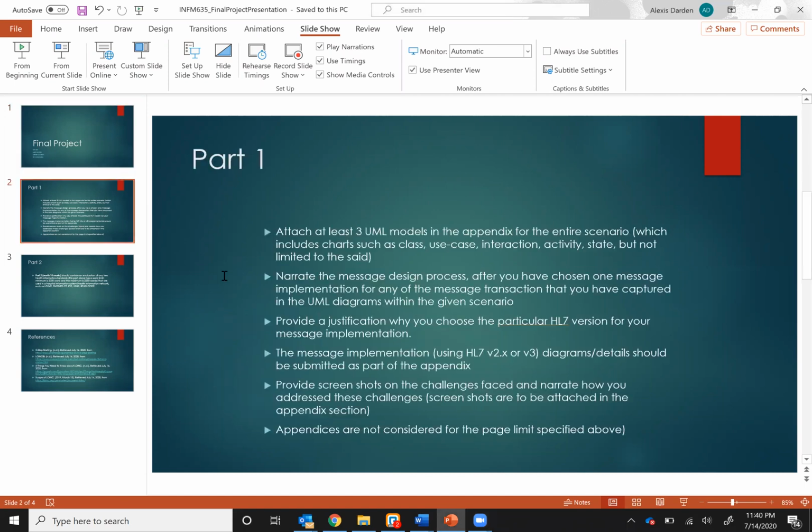So for part one of our project, we were to attach 3 UML models in the appendix for our scenario, narrate the message design process, and provide a justification as to why we chose that particular HL7 version. The message implementation and the diagrams were supposed to be submitted as part of the appendix, and we were to provide screenshots of the challenges faced, if we had any, for our proposed scenario.